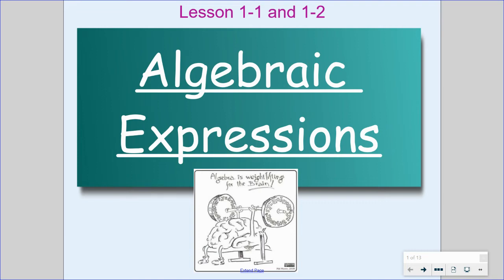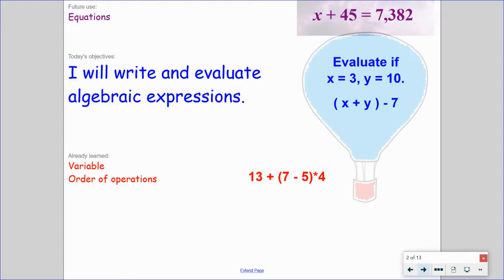And good morning, all. It is Mr. Cowan here to help you with the very start of our pre algebra class. Lesson 1-1 and 1-2, that means chapter 1, lessons 1 and 2. We're going to title this Algebraic Expressions. Like that cartoon, algebra is weightlifting for the brain. So let's start working out and growing, shall we?